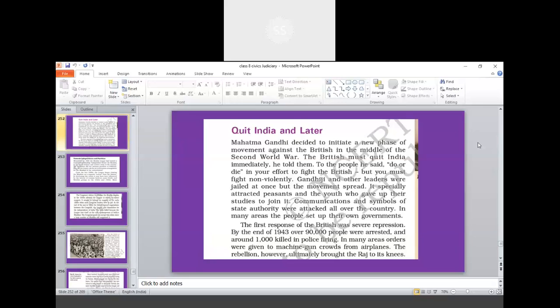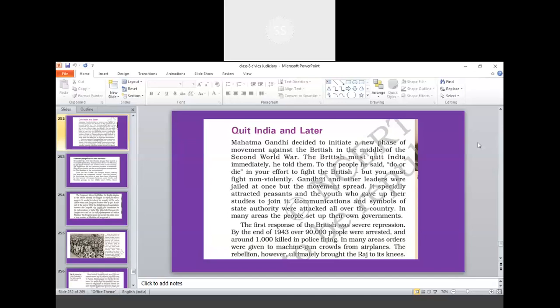to do what? To go back. To leave India, sir. To quit India. Leave India. So Mahatma Gandhi gave an ultimatum to the British to quit India, and he gave a final call to the Indians involved in the freedom struggle: do or die.